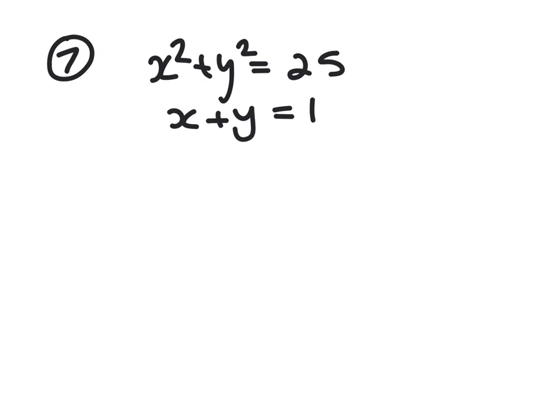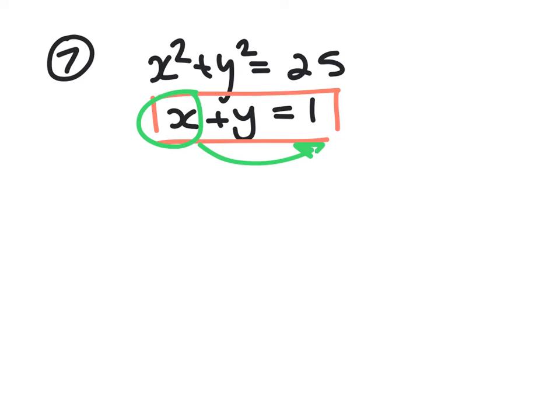Lastly, question 7. Where do these lines and circles intersect? Problem is, this form here is not in a good enough form for us, so we need to do a wee rearrangement on that first of all. What I'm going to do is take the x over to this side here. So I end up with y equals -x plus 1.